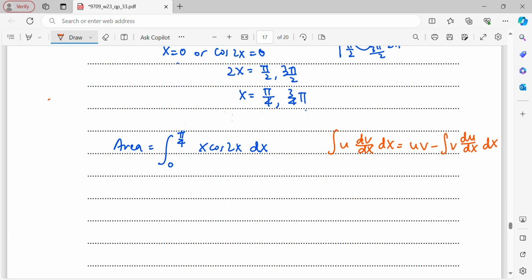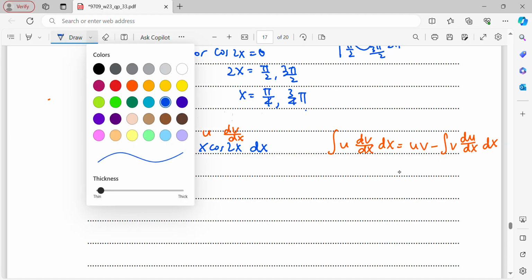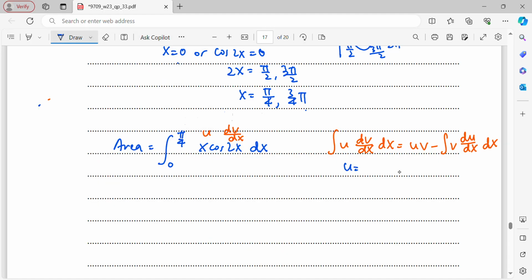So your u is x, and dv/dx is cos 2x. So your du/dx will be 1. Then the v, when you integrate cos 2x, integrate cos, it will be sine, then differentiate 2x, it will be over 2. So now substitute into this formula.